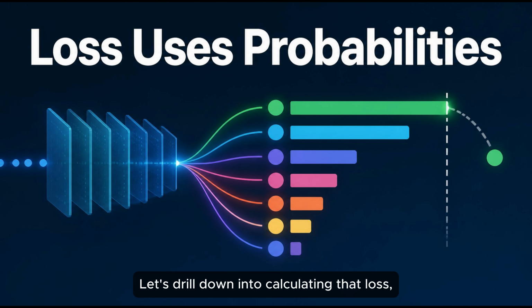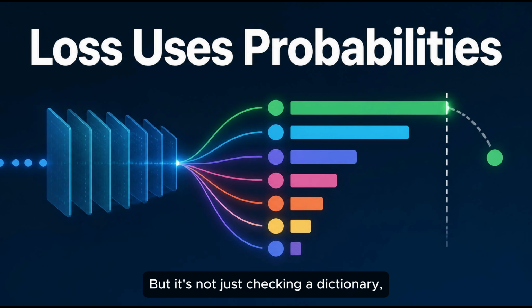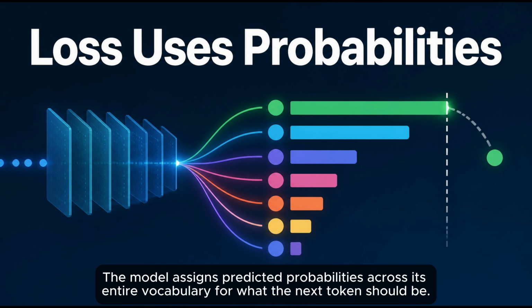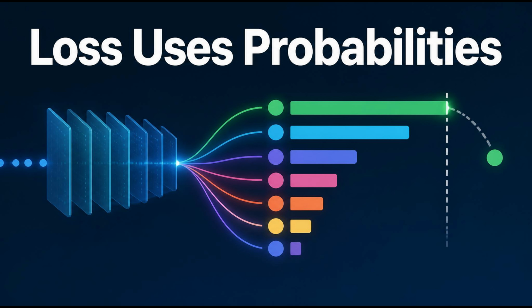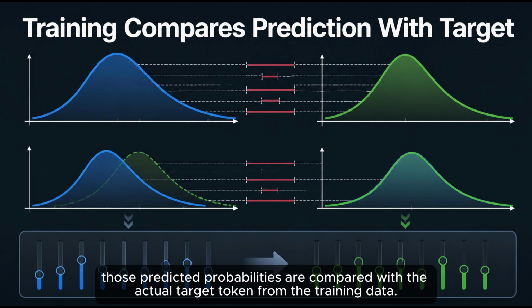Let's drill down into calculating that loss, specifically for language models. Because when people hear loss, I think they imagine a simple measurement, like calculating the alphabetical distance between two words. But it's not just checking a dictionary, is it? No, for language models, loss involves probability distributions. The model assigns predicted probabilities across its entire vocabulary for what the next token should be. When it calculates loss, those predicted probabilities are compared with the actual target token from the training data.